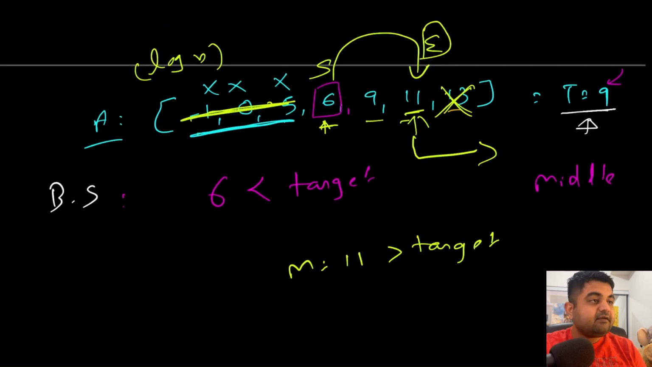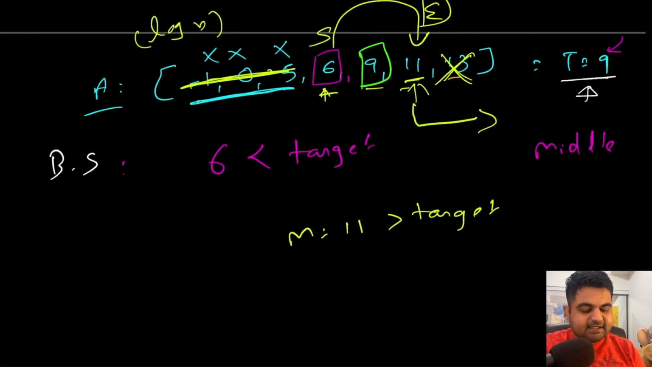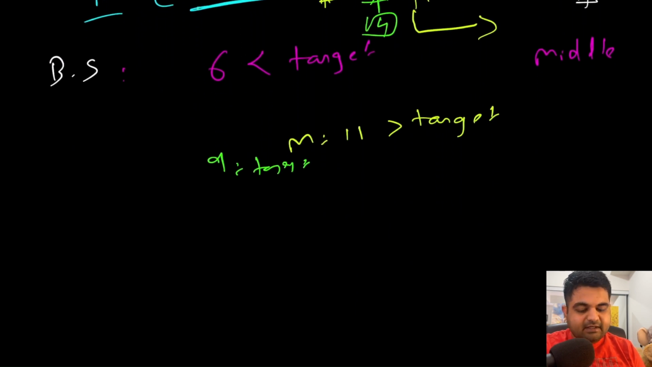So now once again we repeat the same operation and try to find the middle value. The middle value is 9 in this case, and 9 is actually equal to the target, which means the index location of this 9, I think it's 4. So this is what we can return in the answer.